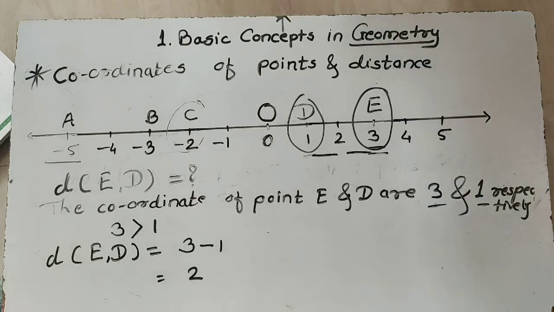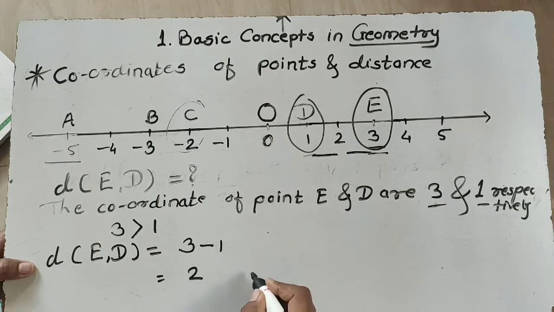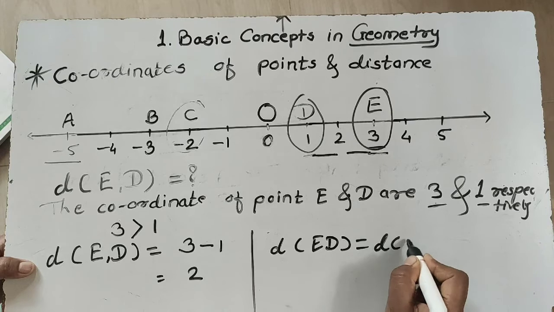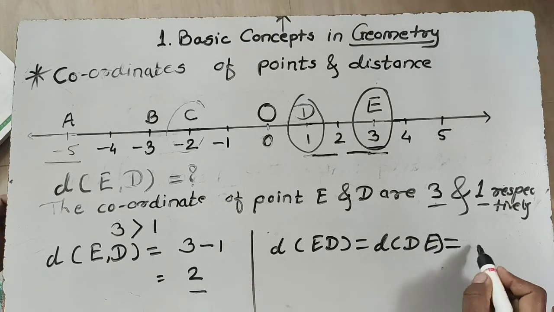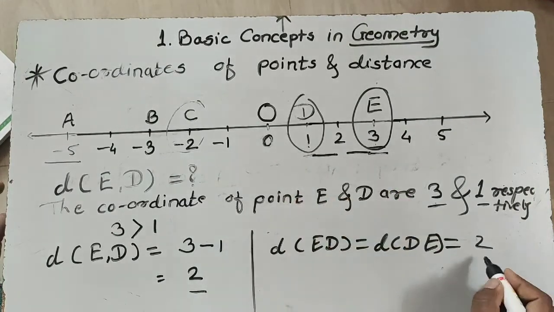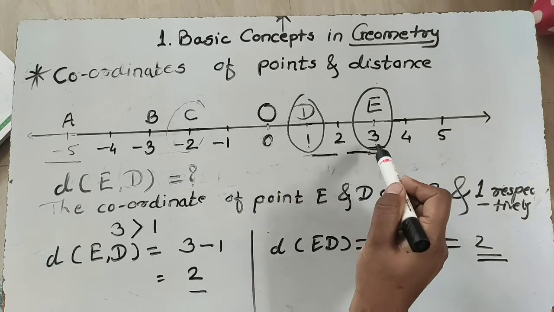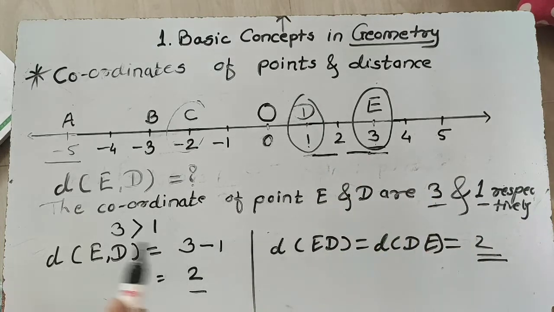similarly, we can write it in this way also: distance of ED is equal to distance of DE, which is equal to how much? That is 2 only. If you take DE or ED, the distance is the same, because from the greater number we are always subtracting the smaller number. Okay, now we will see the next one.